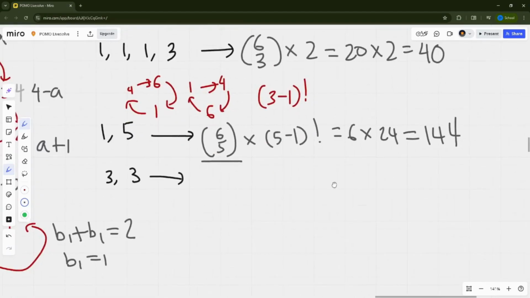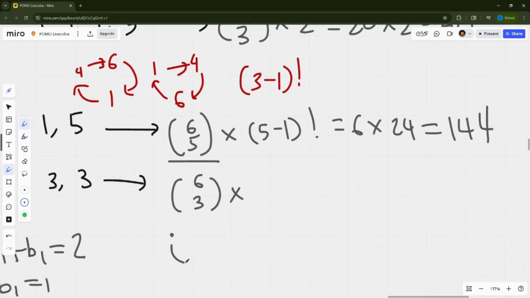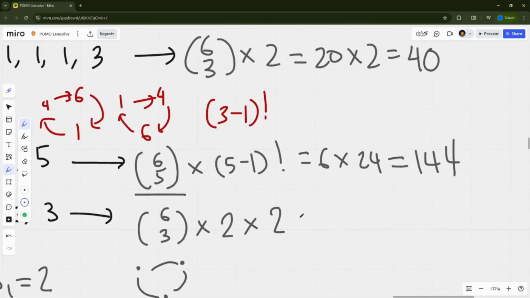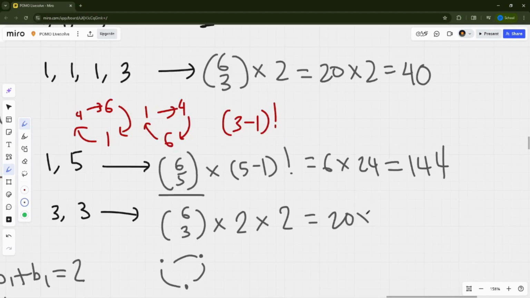Finally, the 3, 3 case. So we choose 3 numbers from the 6, and then the other ones, they don't matter. And then we multiply. So the first one again has 3 minus 1 factorial ways, and the other one has 3 minus 1 factorial ways. So that's 2 ways. This is equal to 20 times 4, or 80.